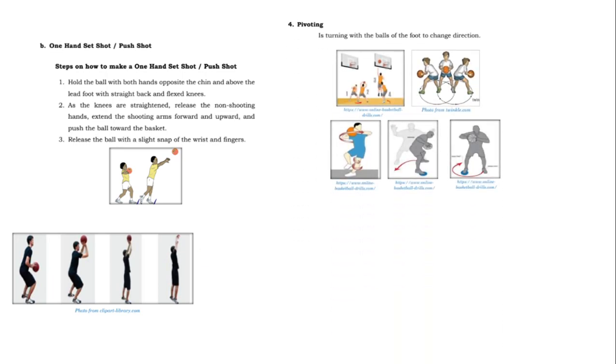Okay. So another, the fourth basic skill that a basketball player needs is the pivoting. So pivoting is turning with the balls of the foot to change direction. So pag sinabi natin pivoting, it is more on turning. There is a change of direction. Pag may umikot, that is called pivoting. Again, pag may umikot na player, dala-dala yung bola, it is called pivoting.